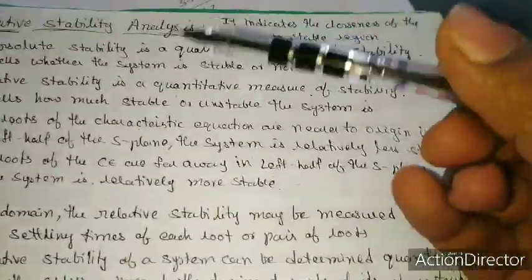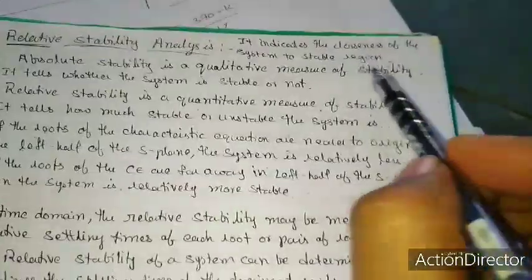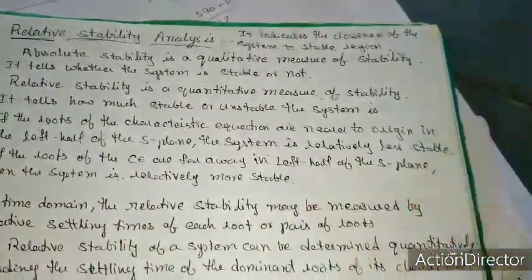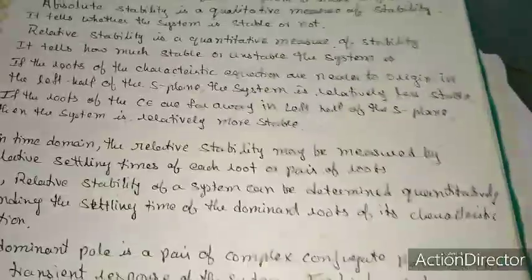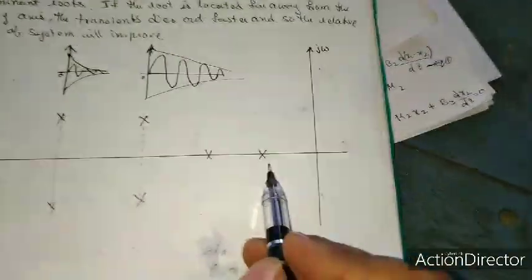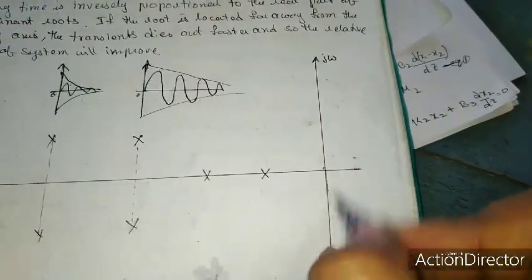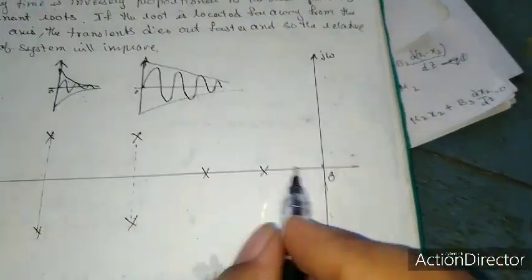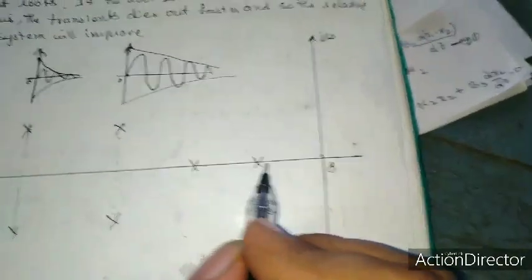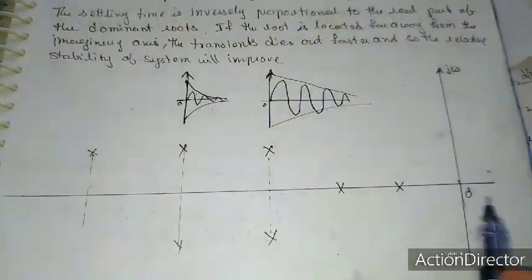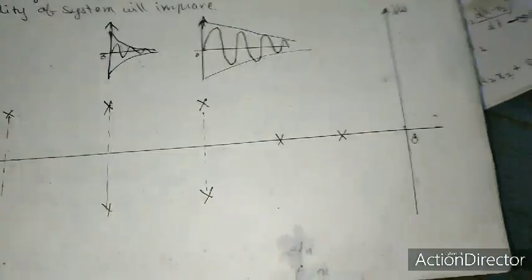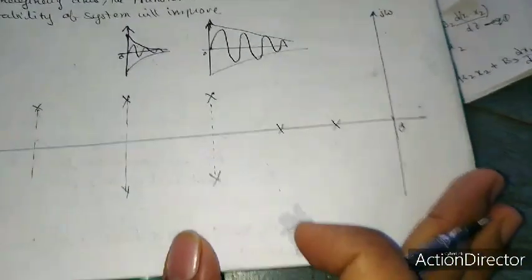So again, we'll see what this relative stability is. It indicates the closeness of the system to the stable region. How close the system is to being stable, that is the relative stability. Relative stability is defined based upon the location of roots. If the roots of the characteristic equation are very near to the origin, it means the system is relatively unstable. If they are very far from the origin, the system is stable. So it depends upon the location of the roots of the characteristic equation.